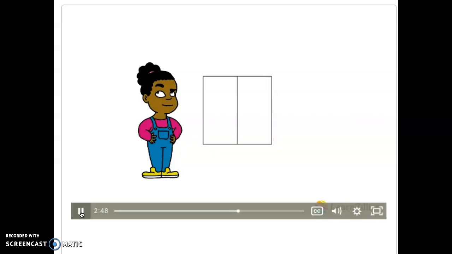Then she drew another vertical line to partition one half in half again, making 2 fourths. She partitioned the other half a different way, with a horizontal line. When she was done, she had 4 equal parts that were shaped differently. She colored each fourth a different color: pink, blue, green, and orange.